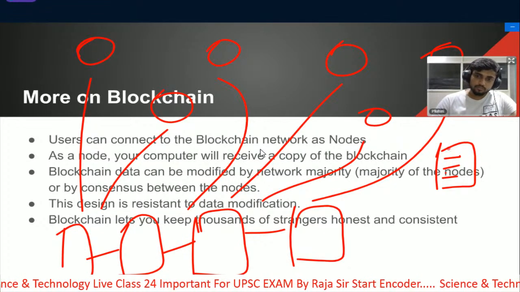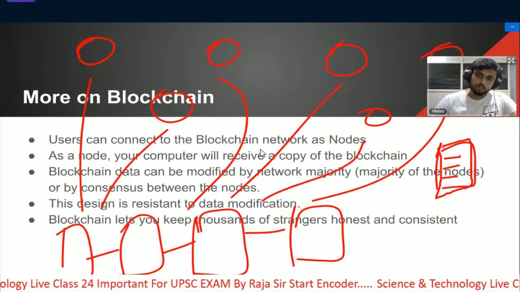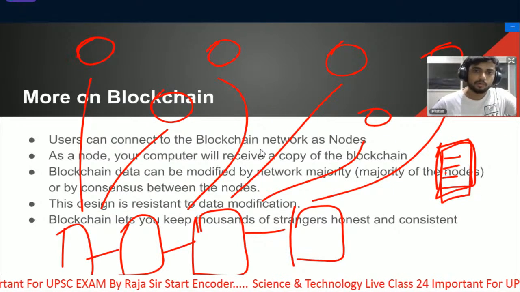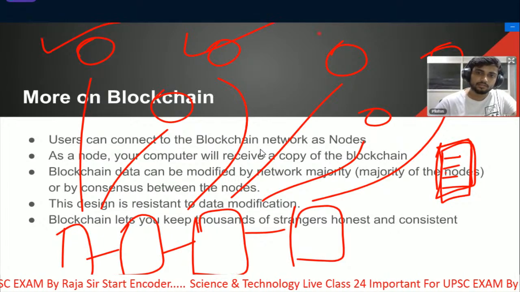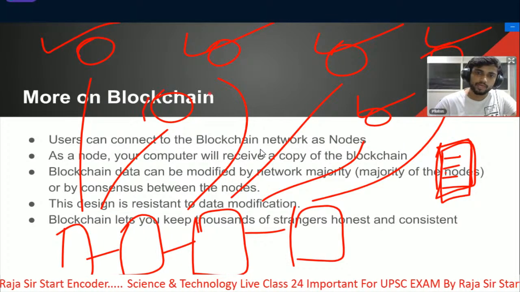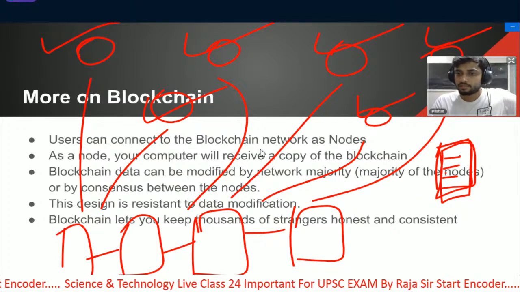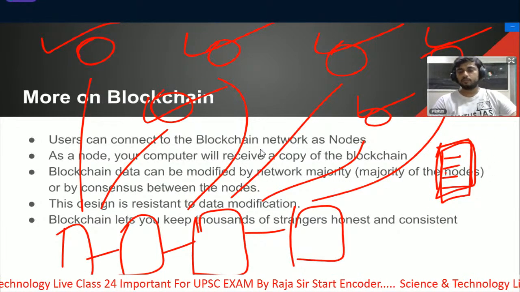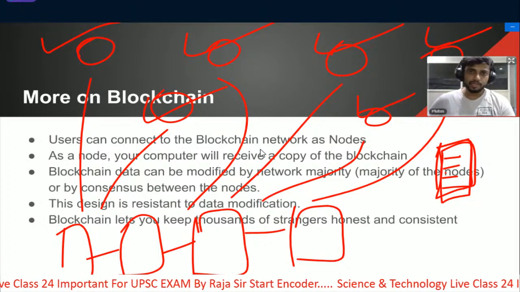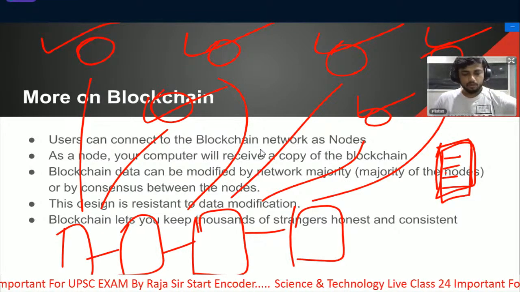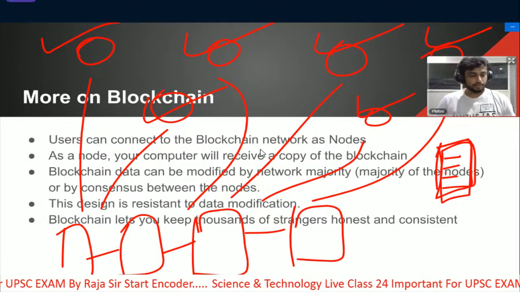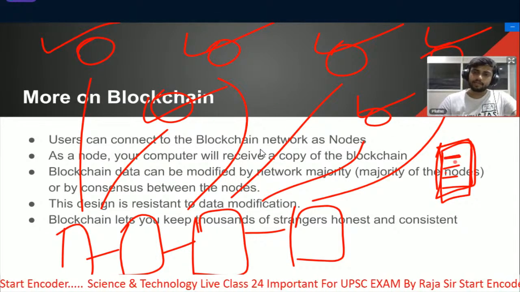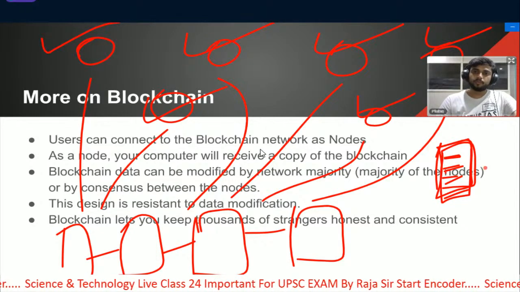So the content of this block will be verified by these nodes, because all of these are strangers, they do not know one another, and neither do they know who has done the transaction. So they will verify the authenticity of this transaction. They will verify the data from so many things available over the internet, from the data available elsewhere, they will verify the content of this block.